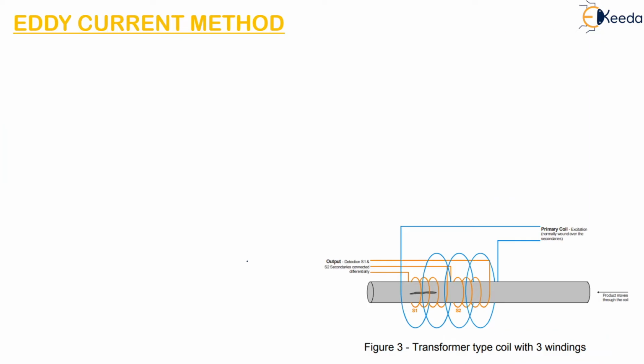So here the coils can also be used in a transformer type configuration where one coil winding is a primary one and the other, that is it may be one or two coils, are used as the secondary. So coils can also be used in a transformer type configuration.